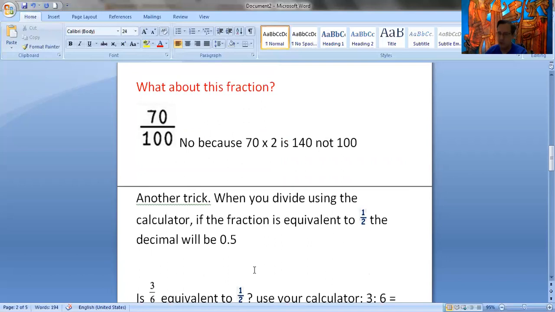Is 3/6 equivalent to 1/2? Use your calculator. Pause the video and use your calculator. Okay, so let's do the calculator here. This is 3/6. So I divide 3 divided by 6 equals 0.5, or 5/10. So this is equivalent to 1/2. 3/6 is equivalent to 1/2.